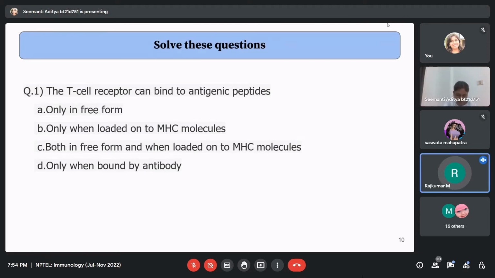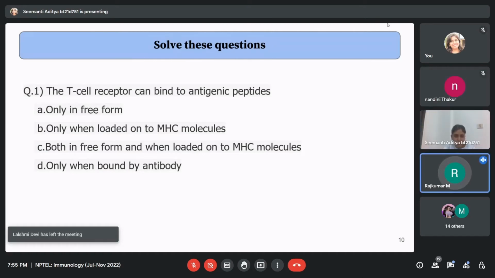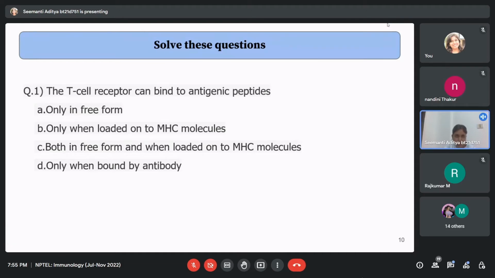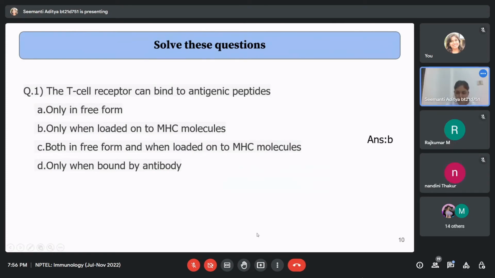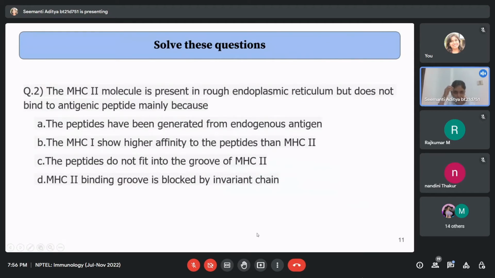Ma'am, D option, ma'am. Second one, ma'am. Right. So the T cell receptor can bind to the antigenic peptides only when it is loaded to the MHC molecules. That's the correct answer. The next question is this.